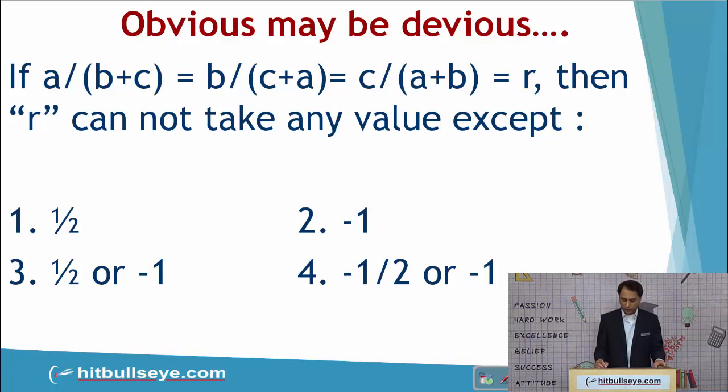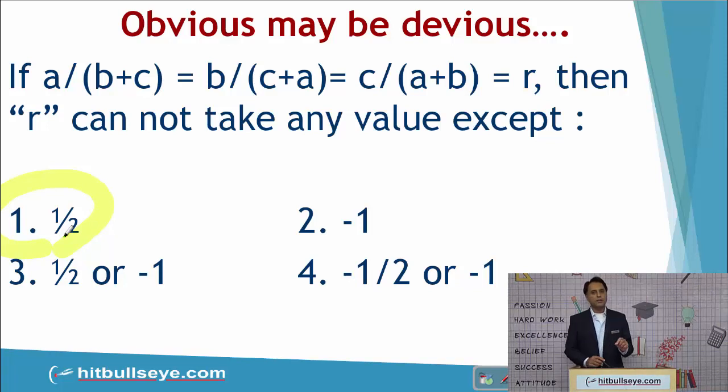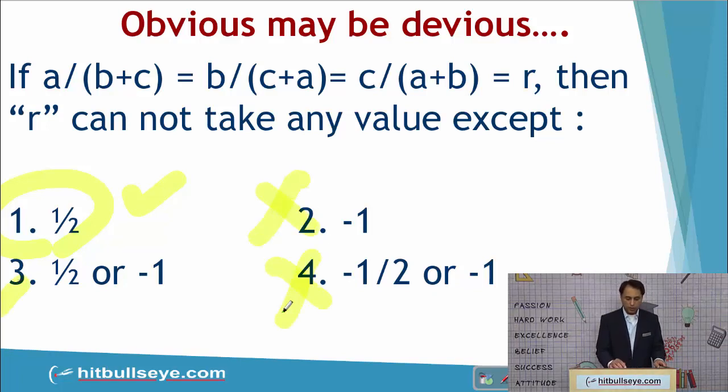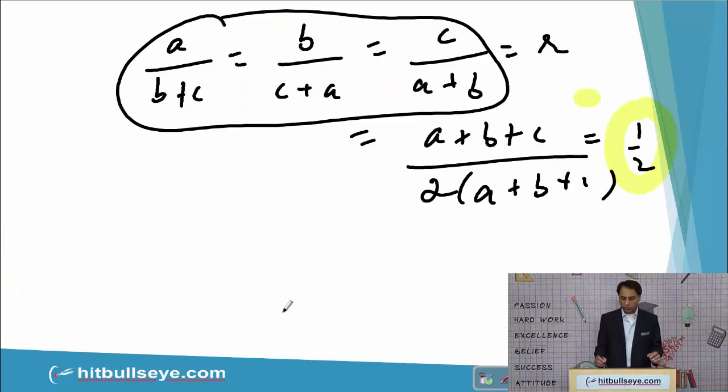So far we have decided that 1 by 2 should surely be there as a part of the answer, which means that the answer is either option 1 or it is option 3. Options 2 and 4 are therefore eliminated. Now it narrows down to either 1 by 2 or a combination of 1 by 2 with minus 1. So the next level, the next challenge in fact, is to verify whether minus 1 is possible or not.